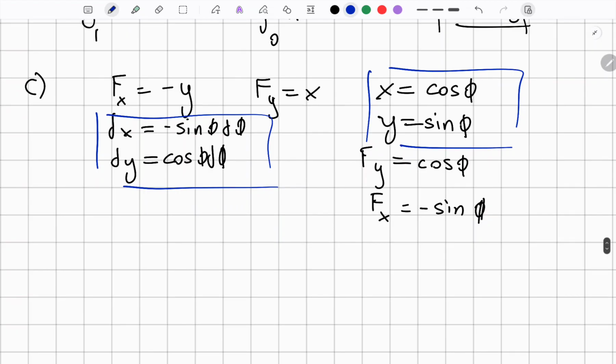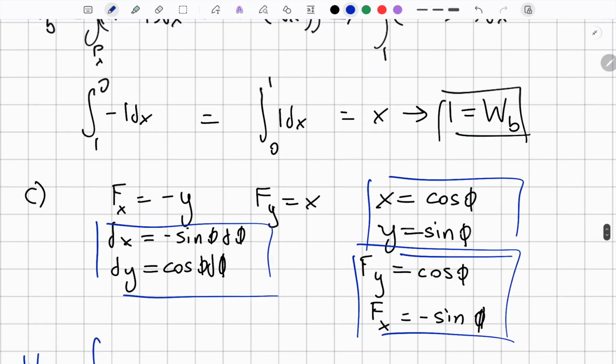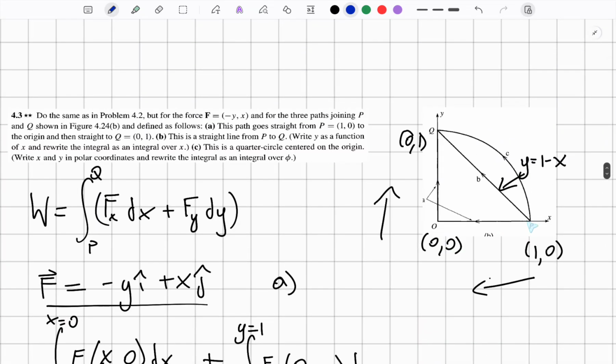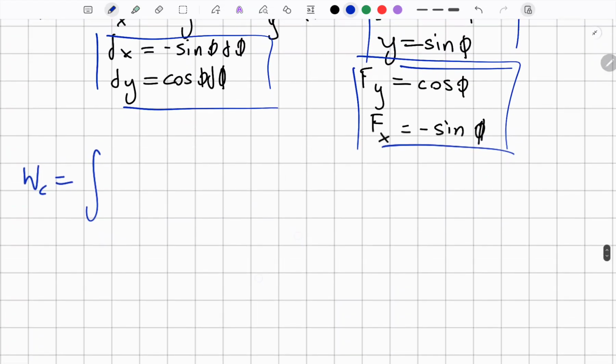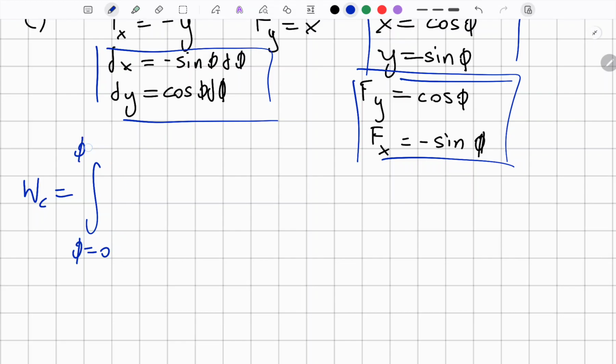So, using these things that we have just found for our substitutions to travel along that circular path, we can go ahead and evaluate this integral, which is the work along path C. We have to think back: what values of phi are we going to evaluate between? This is at phi equals 0, and we're going to travel up till we get to phi equals pi over 2. We're going to have the x force times dx, which turns out to be sine squared phi. We're going to have our y force times dy, which is cosine squared phi. All of this d phi.